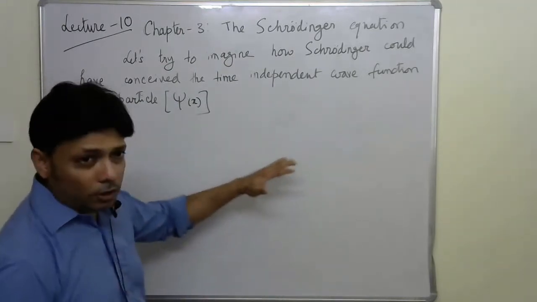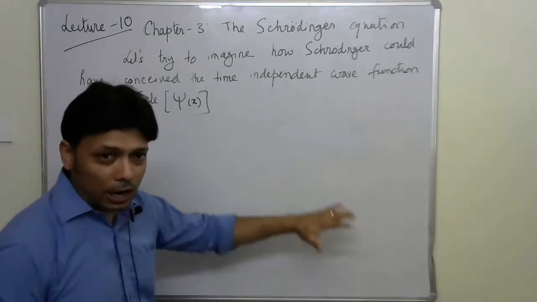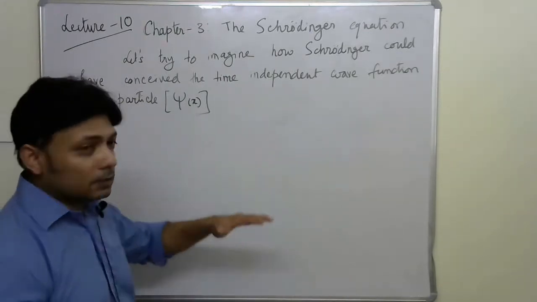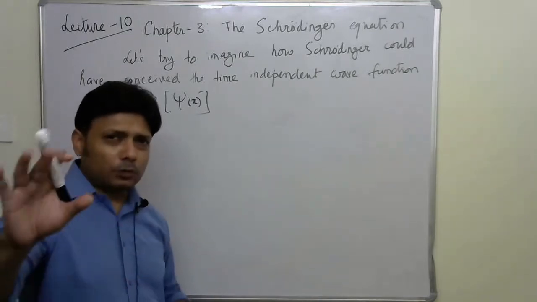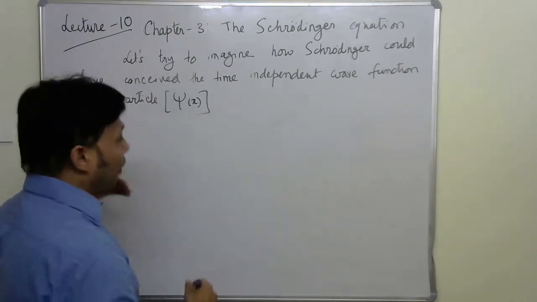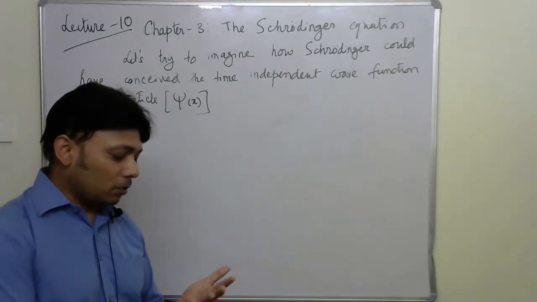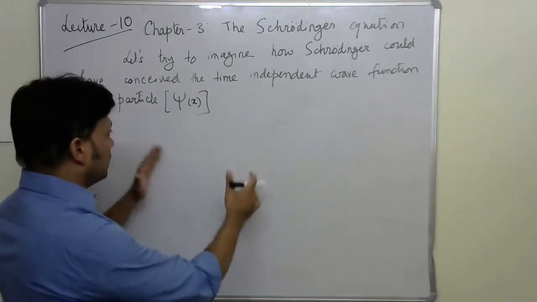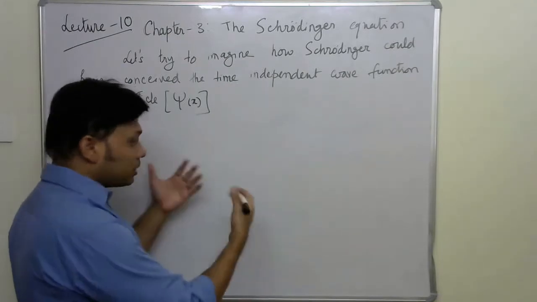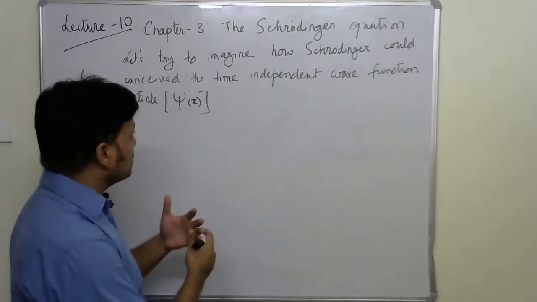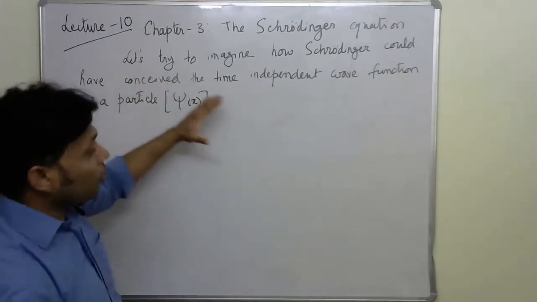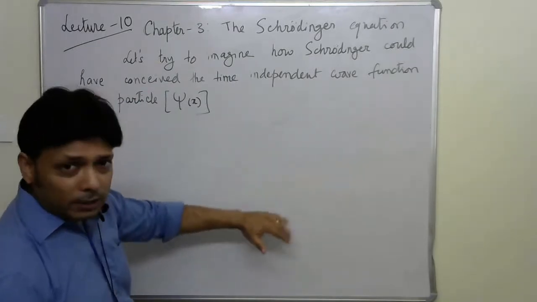In fact, Schrodinger never gave this equation directly, so he had some other equation. So we will come to that later. But first, from a rational basis, let's try to imagine whether this thought process could have led Schrodinger to the correct expression.